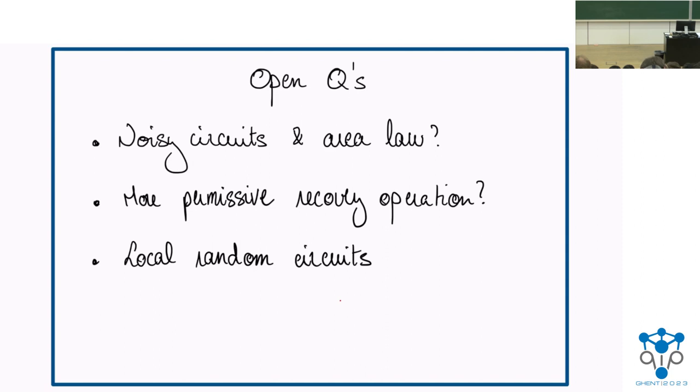And finally, there has been some work interested in what happens if you have a local random circuit. Can you generate a good code out of that? And this kind of work does tell you that your random circuit has to have a certain depth to reach a good code. That's it.